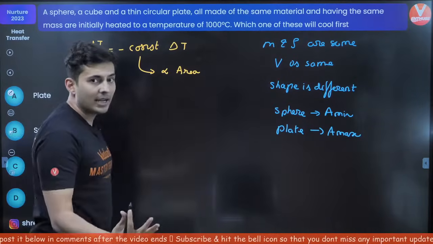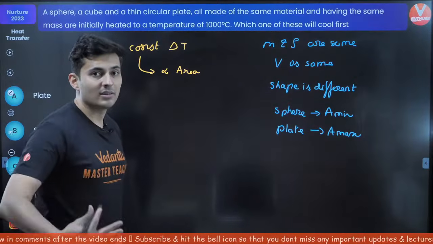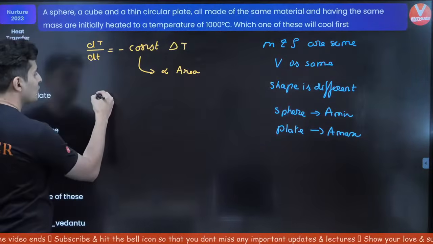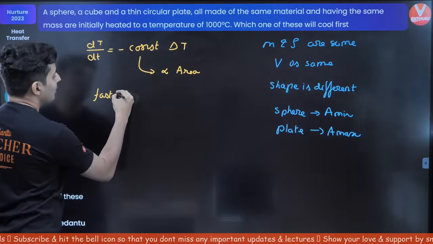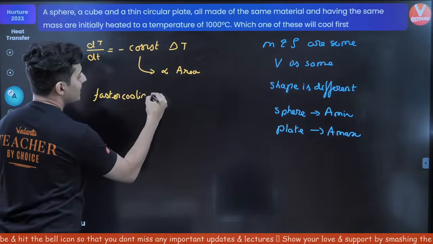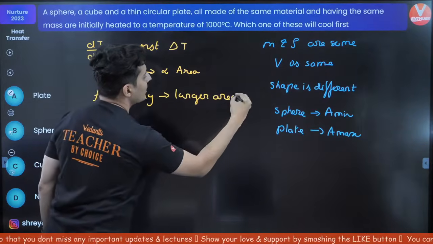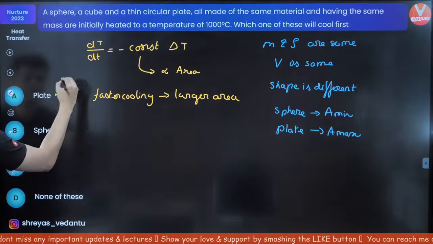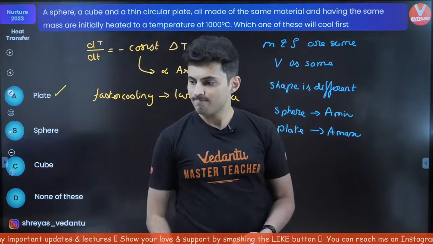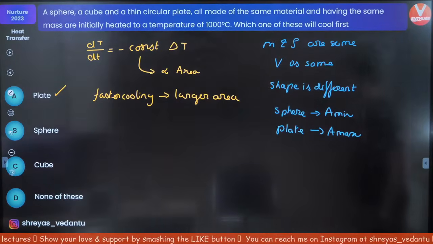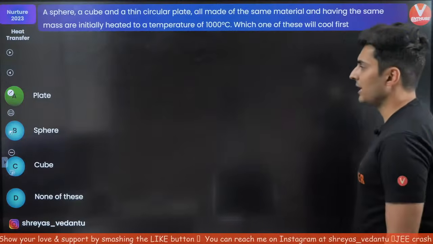So more the area, more fast is the cooling. That means which one of these will cool first? Faster cooling will be there for larger area. And who has the largest area? The plate, and hence plate will be the answer. Yep, that's it. I hope this is clear. Perfecto. Moving ahead to the next question.